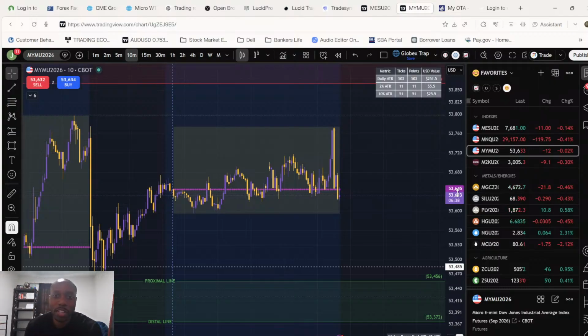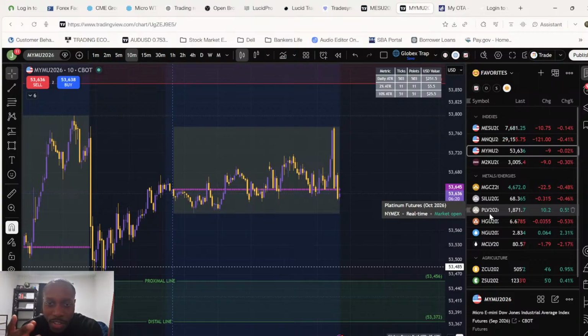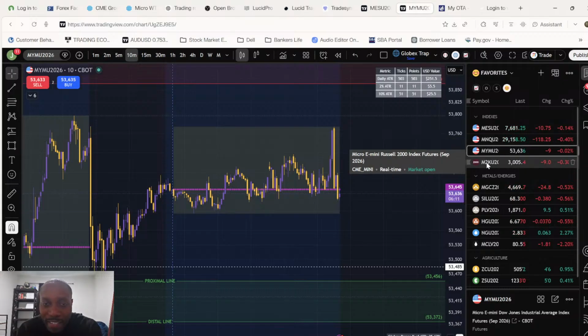We're just studying price action at this point. Mainly between micro ES, micro NQ, micro gold contracts. Those are the main ones, and then anything else is kind of extra. So right now I'm looking at the Dow Jones, the micro E-mini, or the E-mini Dow Jones. Same with the Russell 2000.